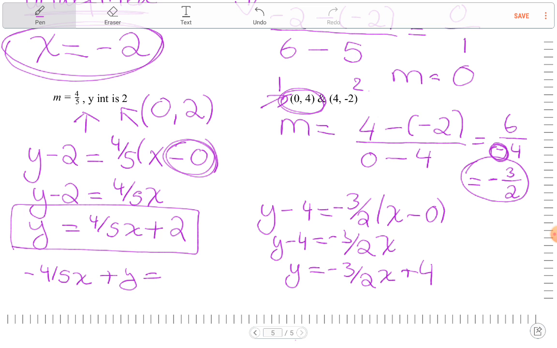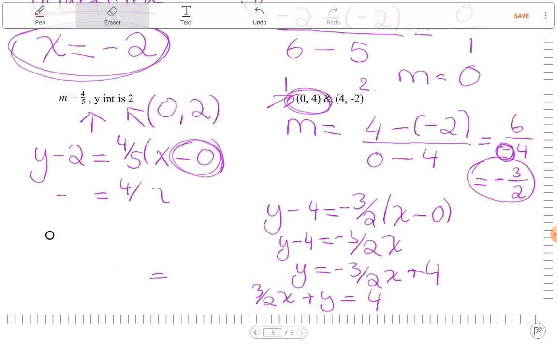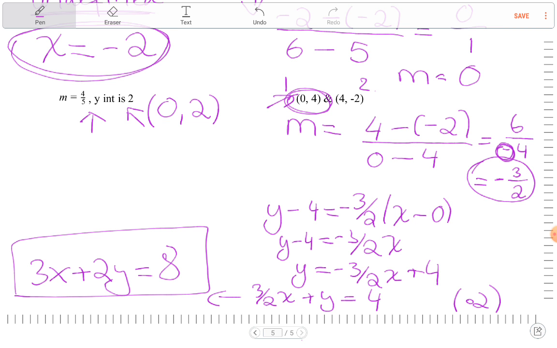Now I have to bring it into standard form, which I'm just going to do by adding the 3/2 x to the other side. And I need some room. The x is now a fraction, so I need to multiply my whole equation by 2 to get rid of my fraction, which I'm going to do over here. 3/2 times 2 is just 3x, and then 2y, and 4 times 2 is 8. And here's your line in standard form.